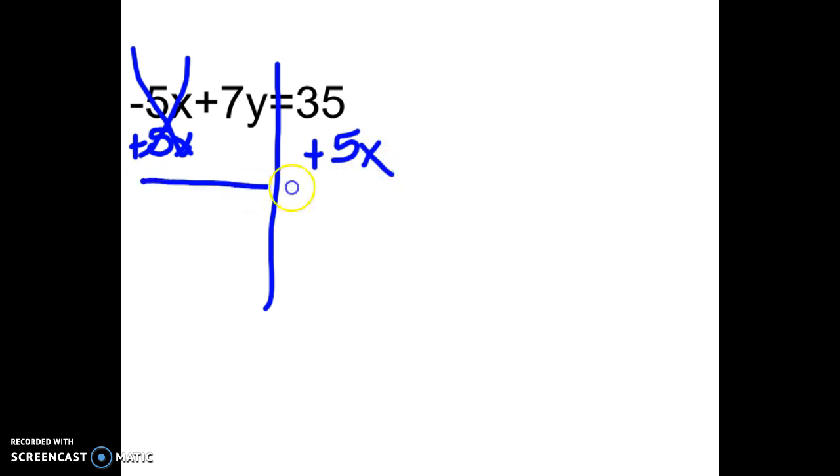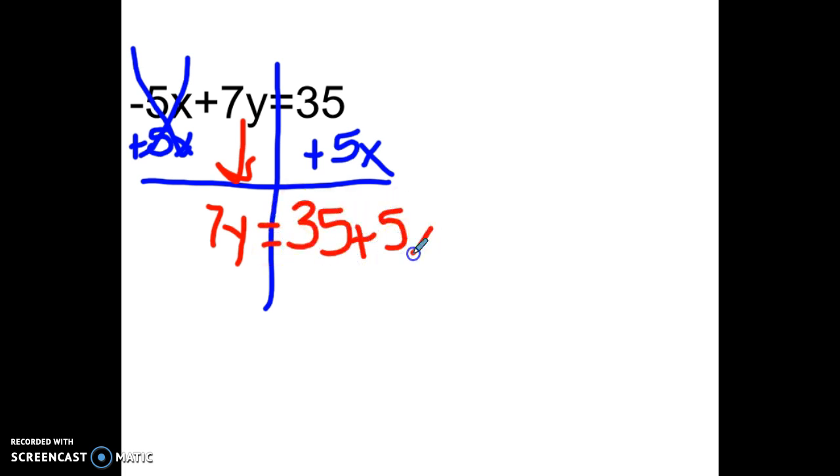Okay. Then I'm left with 7y, I need to bring it down, equals 35 plus 5x. Y is not by itself yet. This 7 is attached, and this operation happening right here is multiplication. To undo multiplication, I need to divide. So I'm now going to divide by 7 to get y by itself. And then I need to divide each term by 7. Okay? Then I'm left with y equals.